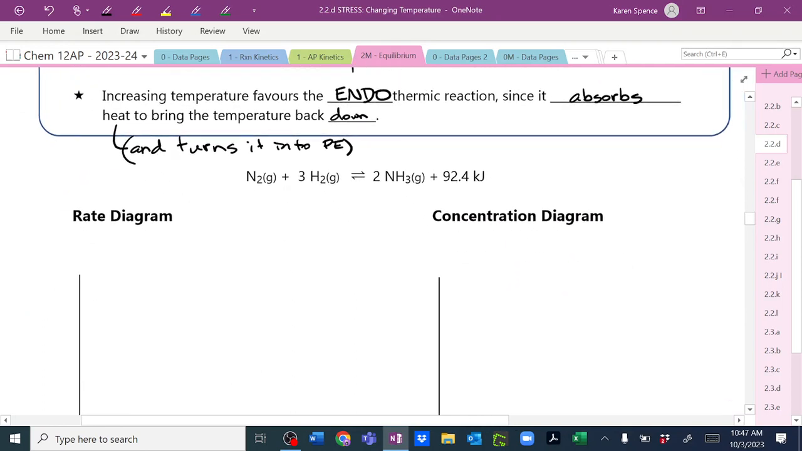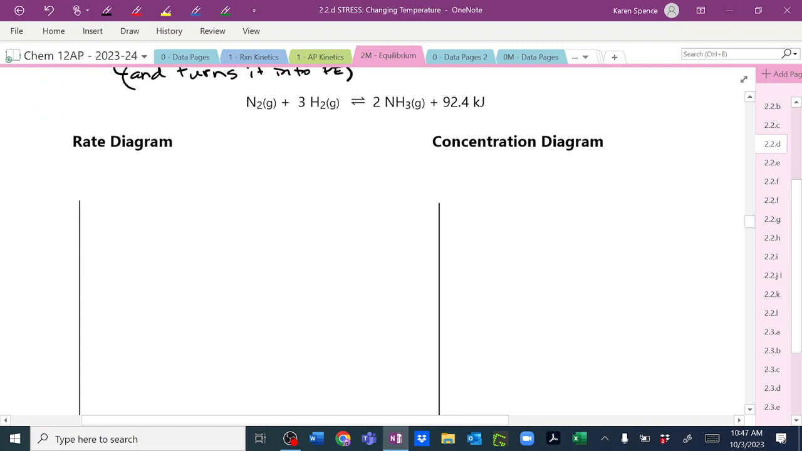Do you guys think you could do a rate and concentration diagram for this when we decrease the temperature?